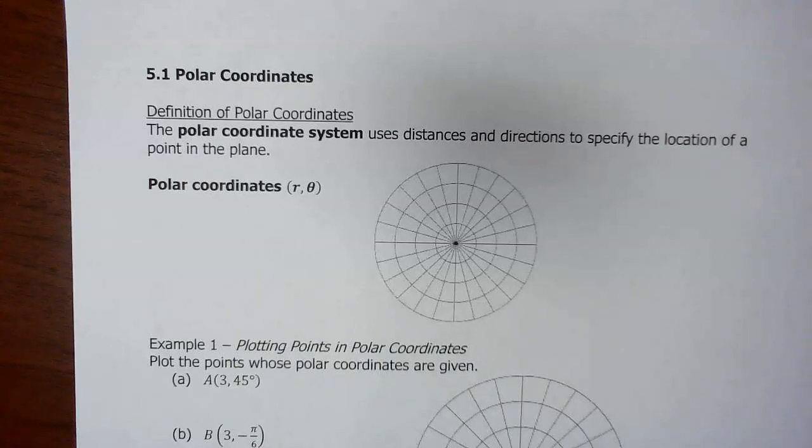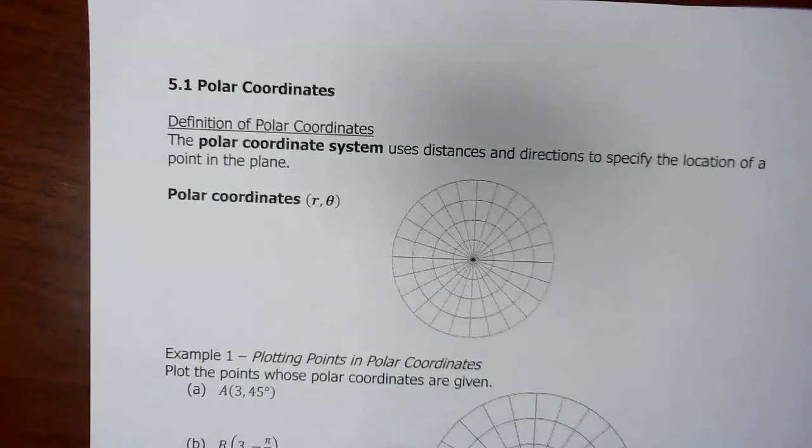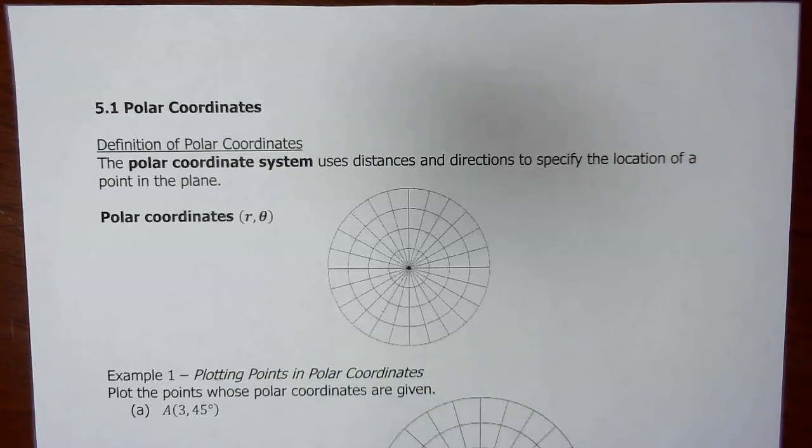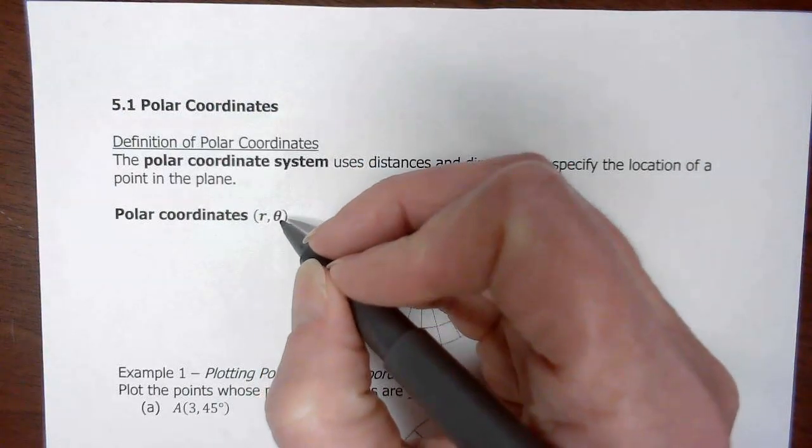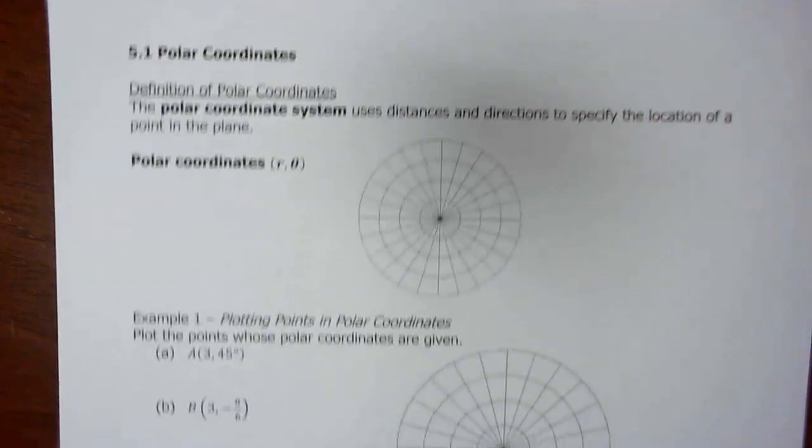So this unit, we're talking about polar coordinates and also parametric functions. But let's start with polar coordinates. The polar coordinate system uses distances and directions to specify the location of a point in a plane. So all we need is the r, the radius, and theta, the angle.